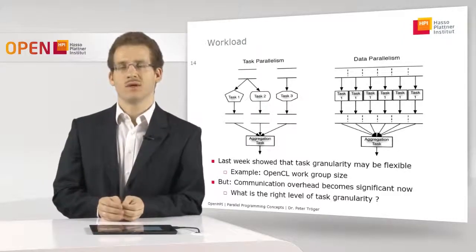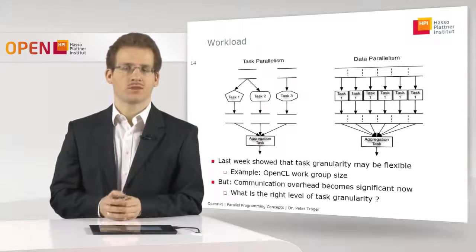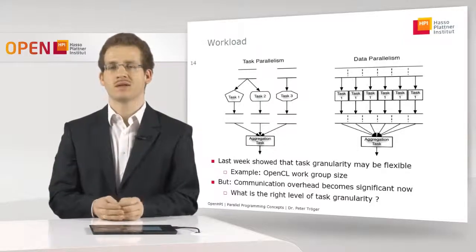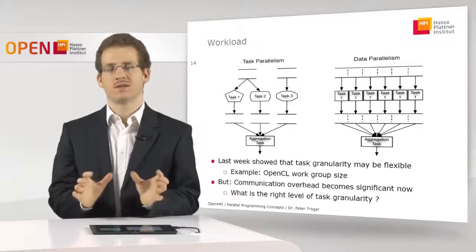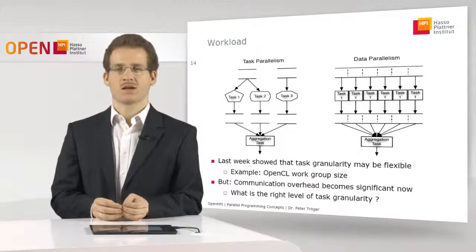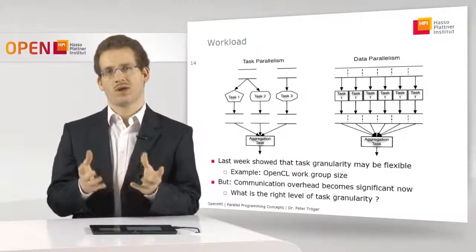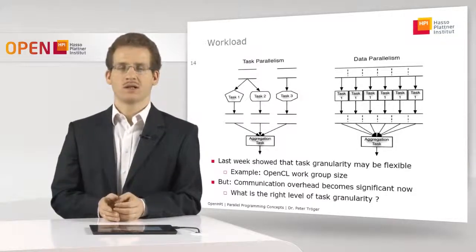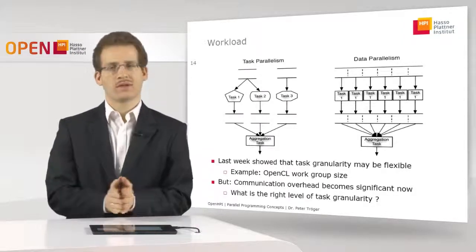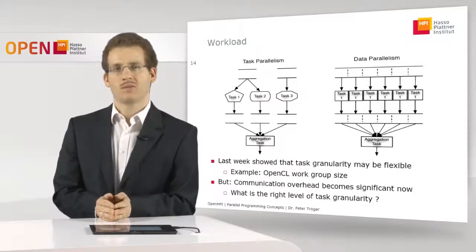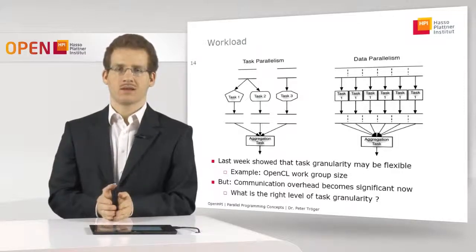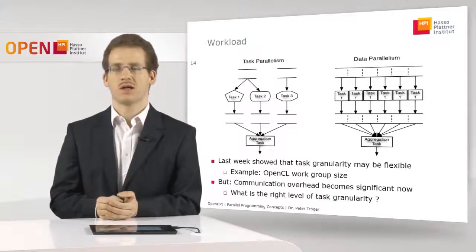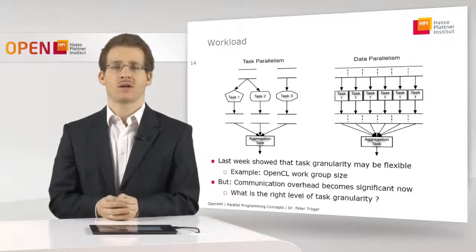In data parallelism, we have the same kind of instructions or algorithm being applied to different slices and parts of the input data set. So we basically divide our input data into separate tasks and then at the end take all the partial results and collect them again in order to formulate an overall application result. With the notion of task parallelism and data parallelism in workloads, we also saw last week that the question of granularity of task size, how big you choose a chunk, is flexible. This can be defined by the application developer.